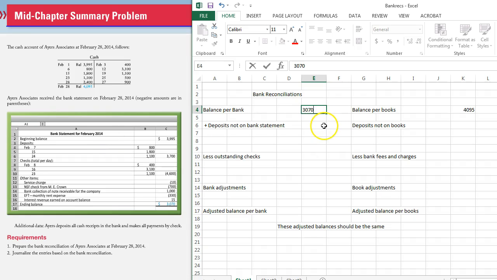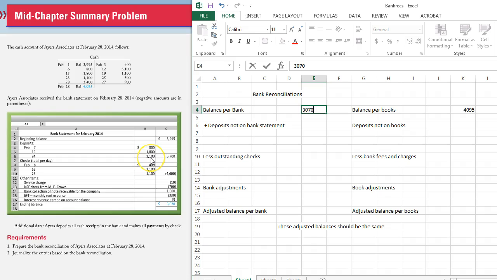Or I guess we should take a look at one way. Let's go from the bank. Deposits not on bank statements. So do we have any deposits here? Or not on bank statement. Let's see, cash account, we've got balance, looks like we got some changes here. Looks like we might have had a few, let's see, well, let's take a look at the end of the month.